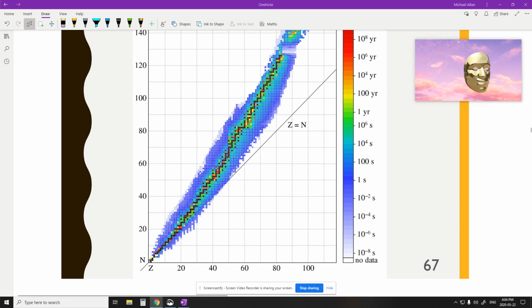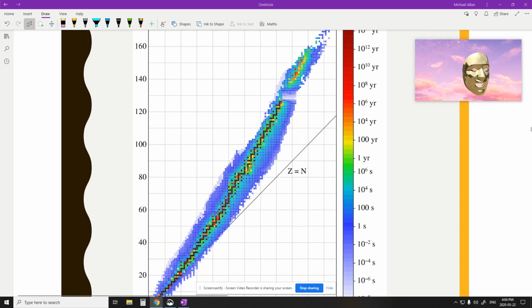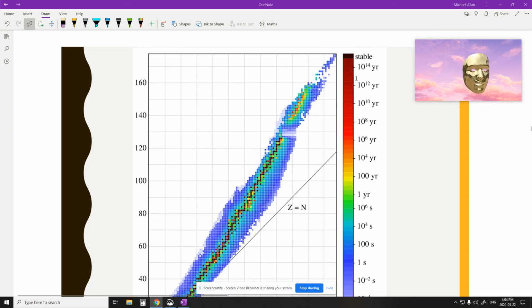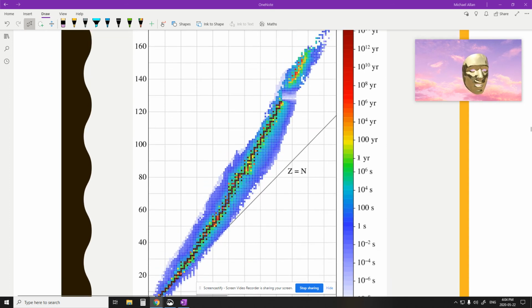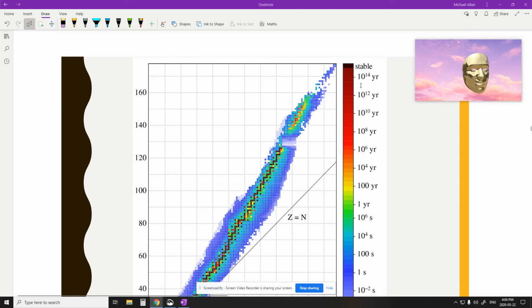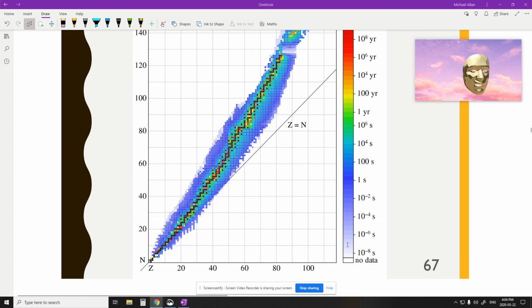So at the very top here, you can see everything past a certain point is purely radioactive. You've got half-lives over here; this is how long they actually last. Like the red stuff here lasts for 10 to the 14 years. That's beyond the age of the universe so far. Black is completely stable. And then down here is really, really small. They're created and they just disappear.